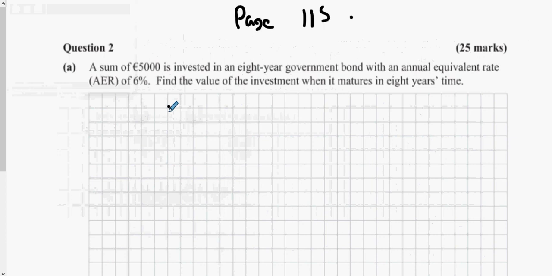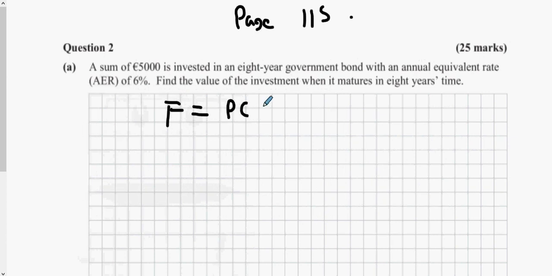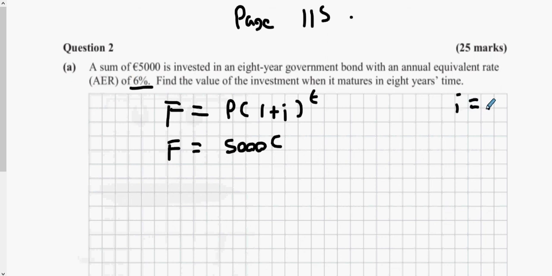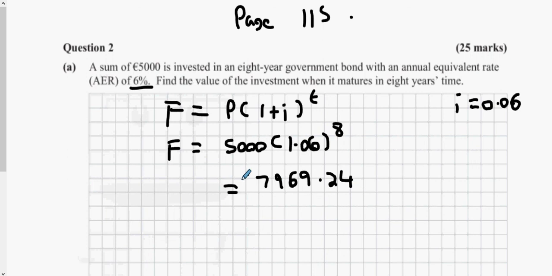So you do your F equals, you write down the formula for 3 marks if you do nothing else correct. Then you do 5,000. And then your I value is 6%, so your I value is 0.06. And then what's 1 plus 0.06? To the power of 8. And what do you get when you lob all that in? 7,900 and point 24. Okay, lads, that's worth 10 out of 25. Okay, took you no time.